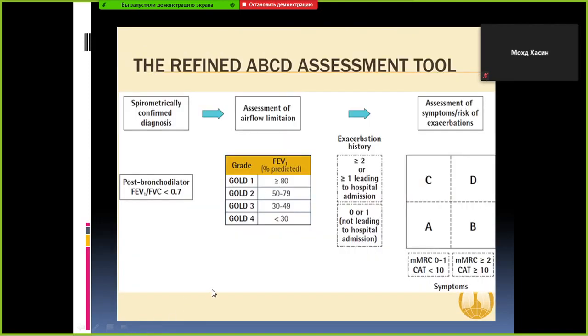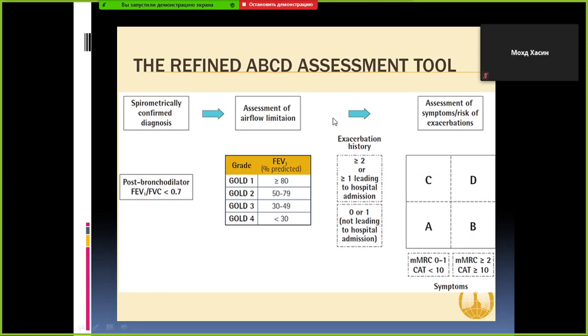So, after performing spirometry and assessment of the degree of airflow obstruction, we must put our patient in one of the groups of COPD. There are 4 groups of COPD: A, B, C, and D. It is very important to know the group of your patient, because treatment we will apply according to this group. So once again, we must perform spirometry and detect bronchial obstruction. Then we must assess the degree of airflow limitation by forced expiratory volume in the first second level.